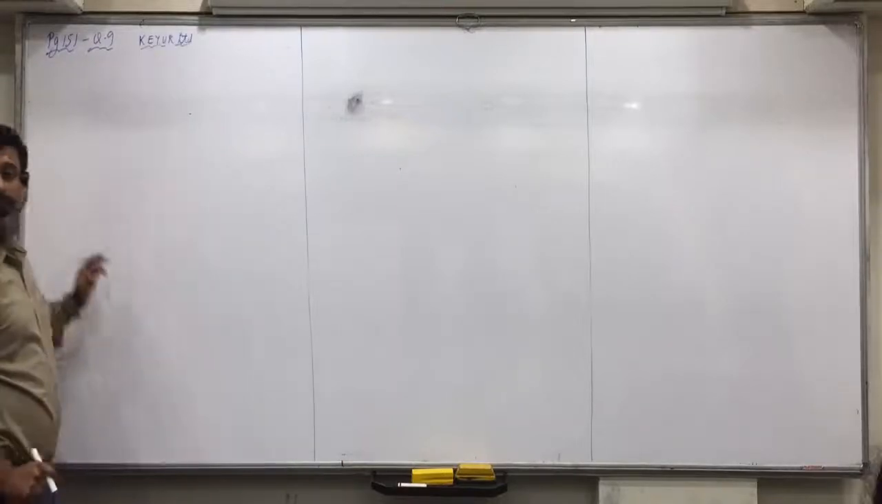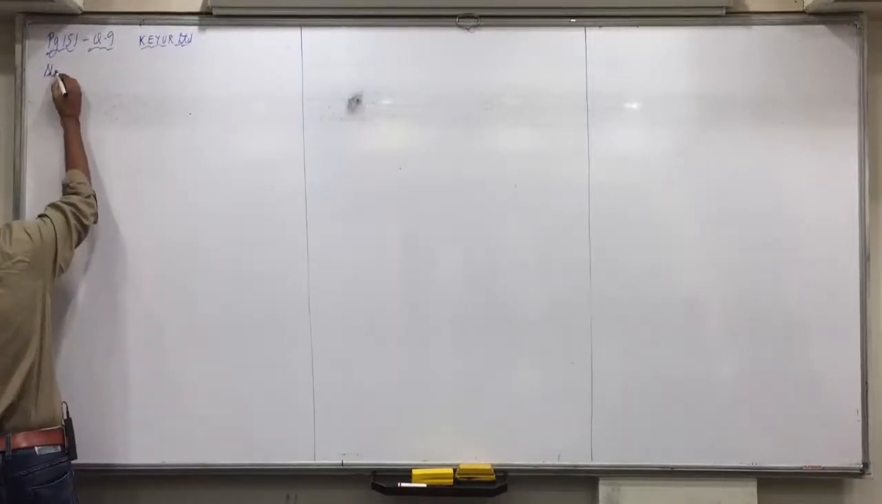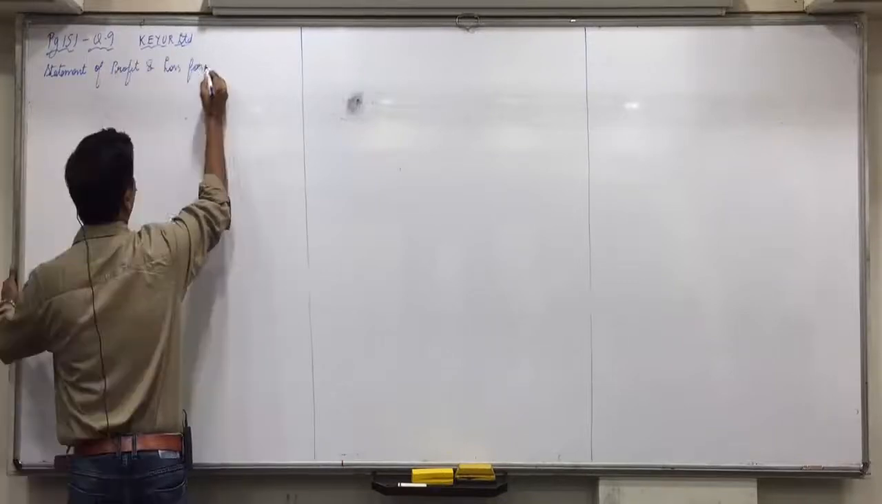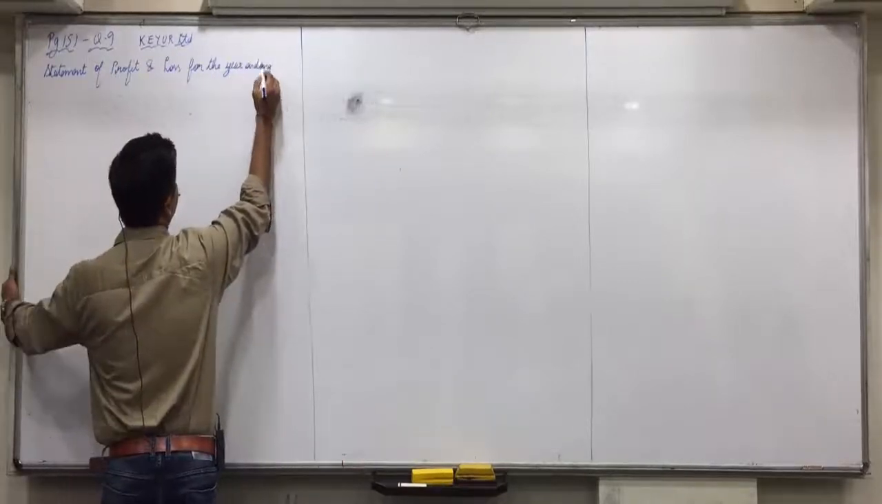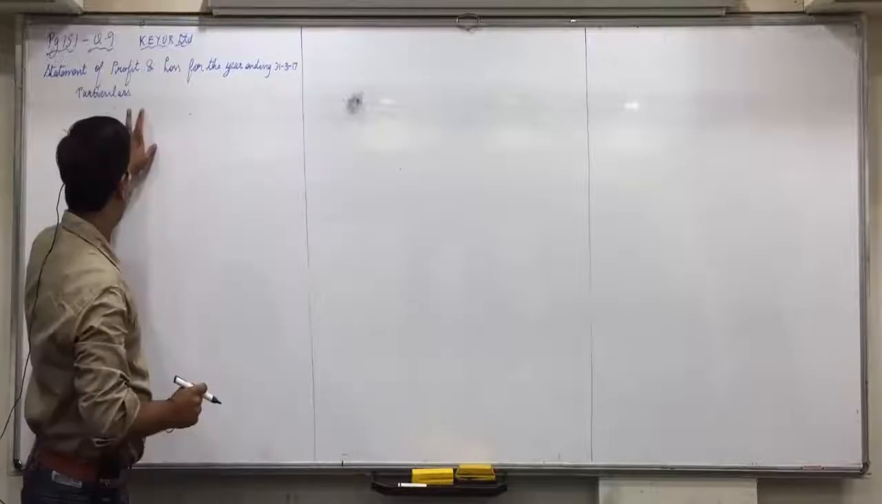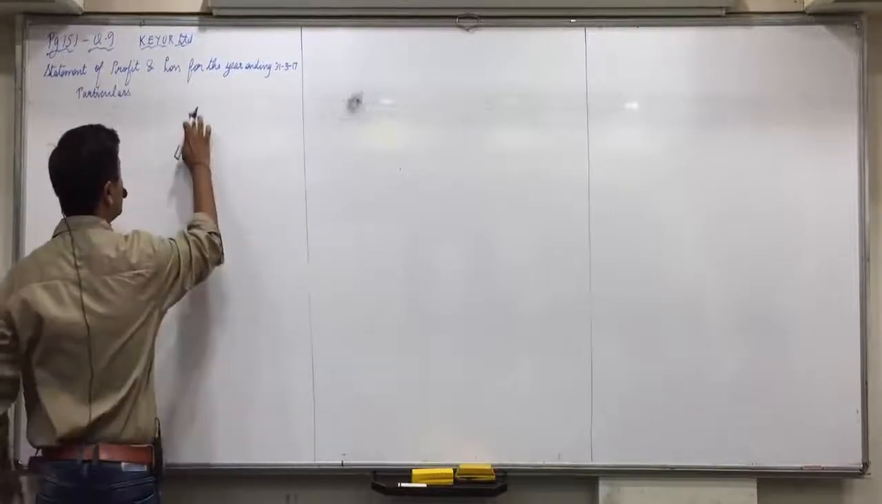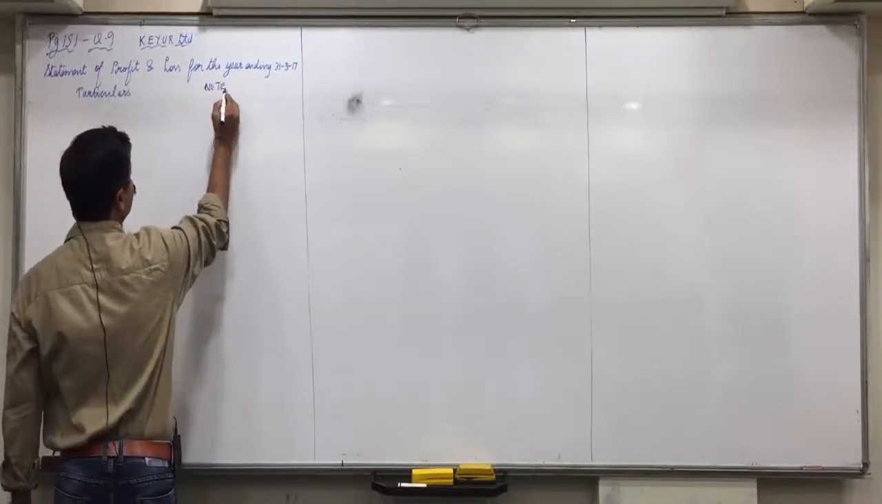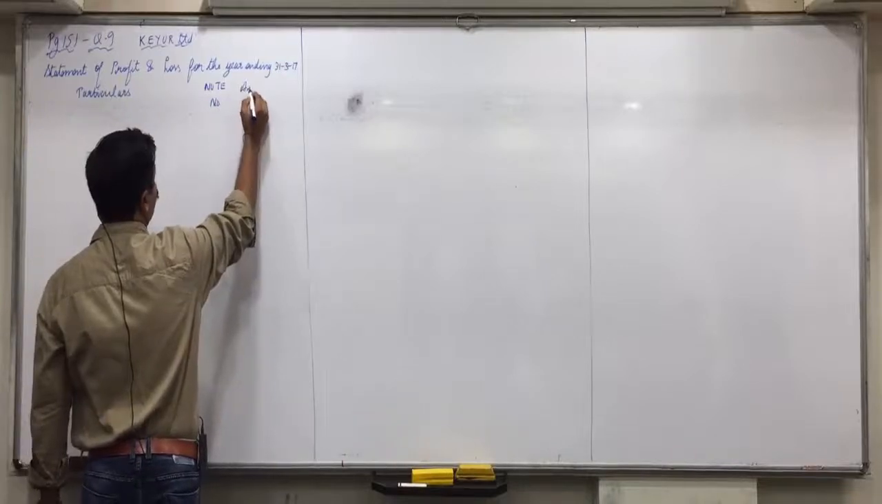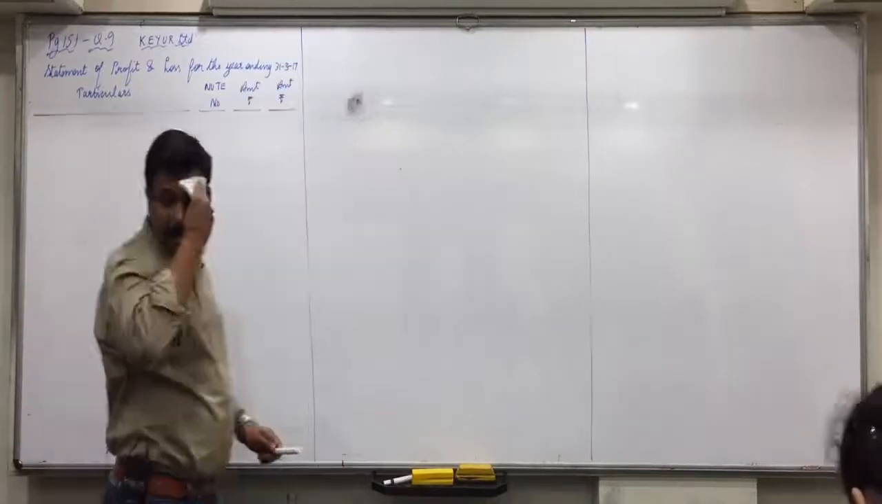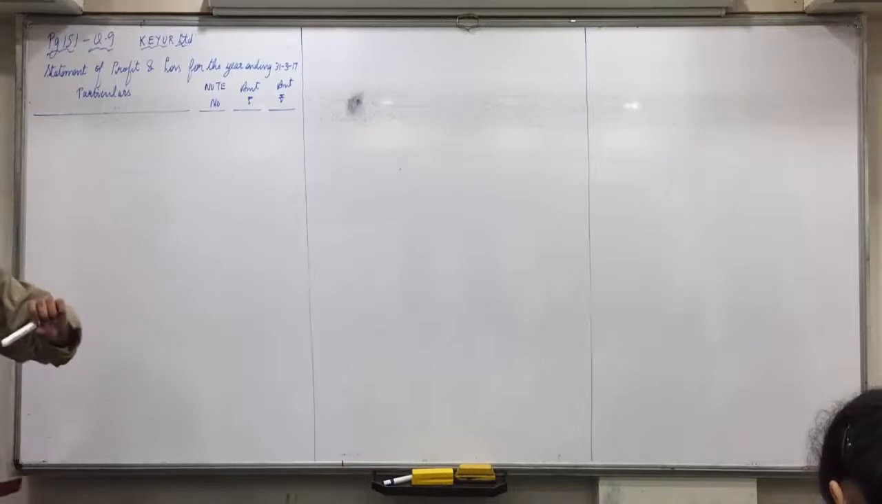KU Limited. Statement of profit and loss for the year ending 31/3/17. Particulars, note number, and amount, 2 columns. Thirty seconds for making the columns, then I'll start. Do it fast.